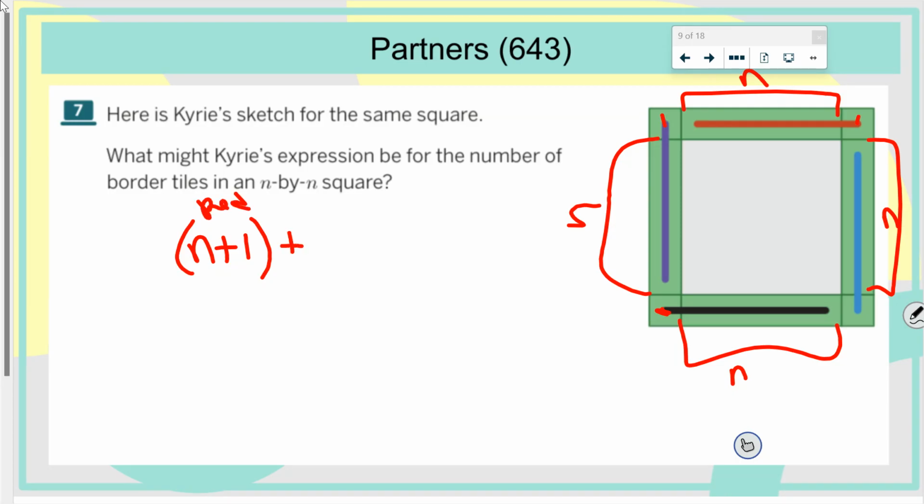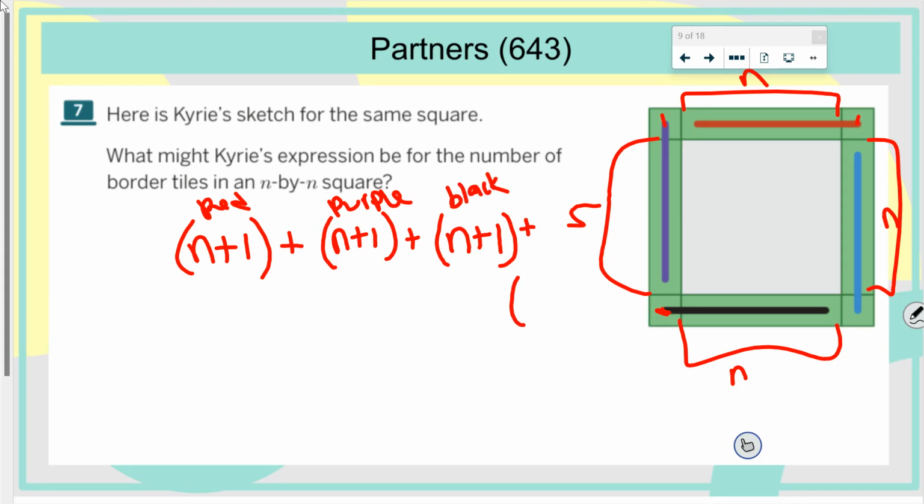The purple line would also be n and then 1 more. The black line would be n plus 1 more. And then the blue line would also be n plus 1 more. So we have 4 groups of n plus 1. All right, let's keep going.